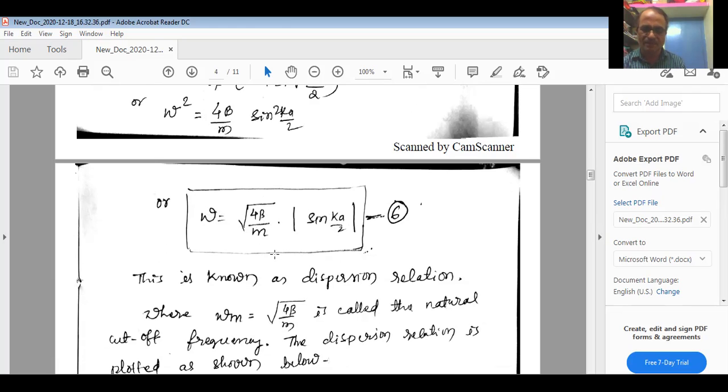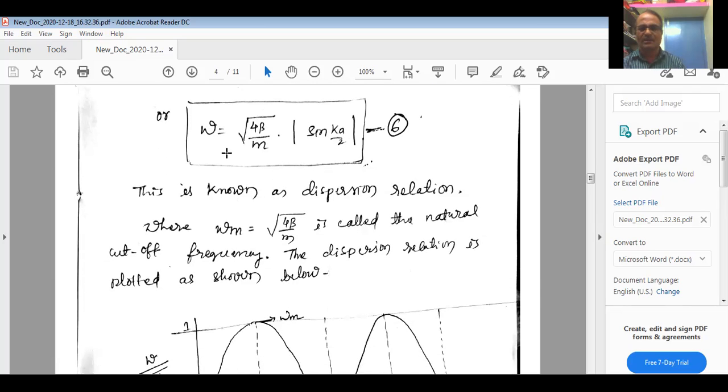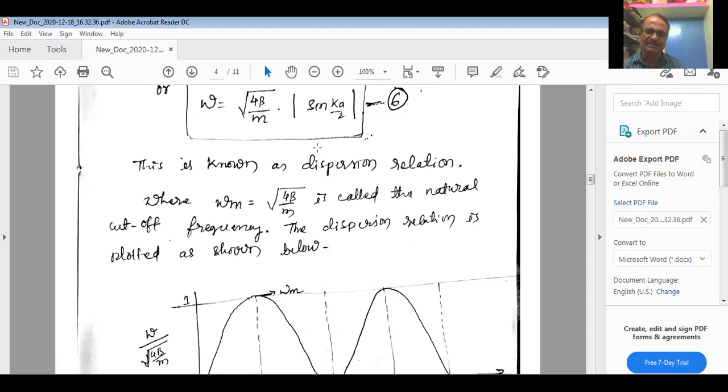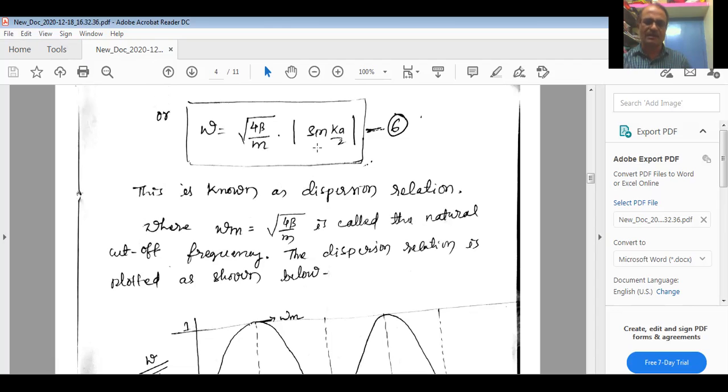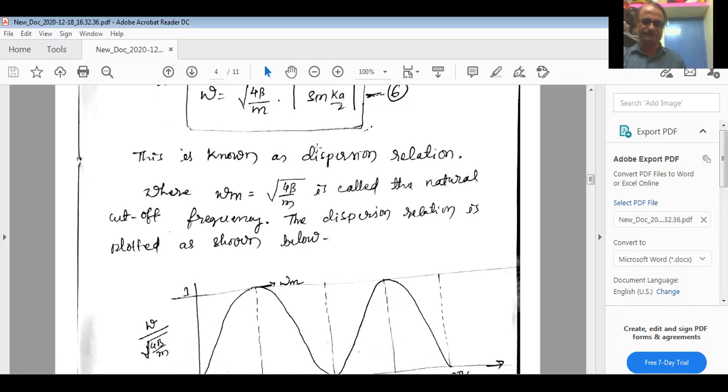So this is an important equation we got here, and this is called the dispersion relation. Any relation which connects omega and k in solid state physics, or in some other physics, is generally called a dispersion relation. Because this equation also relates omega and k, this is called a dispersion relation. So we got the dispersion relation for lattice vibrations of a monatomic lattice.